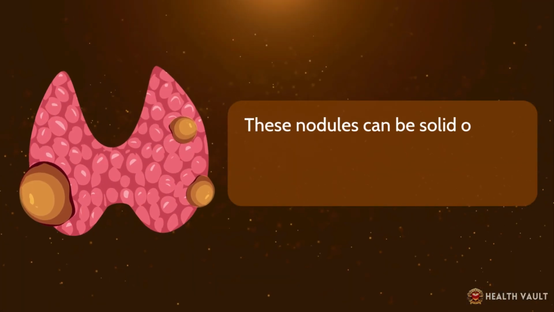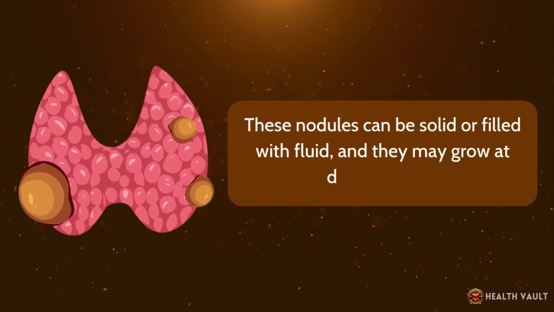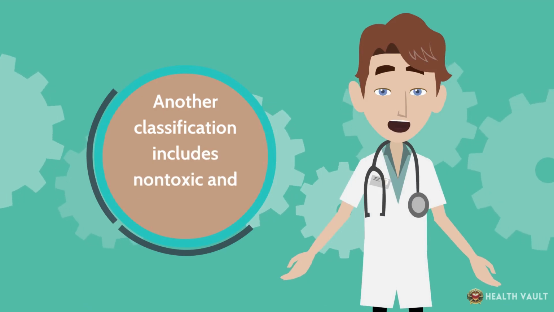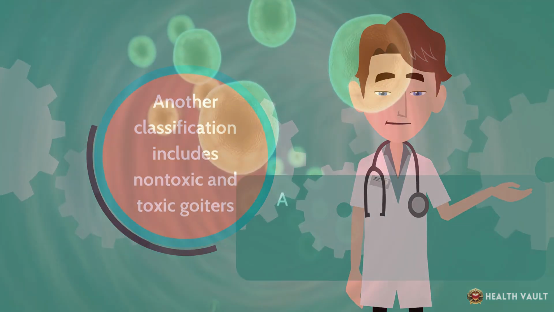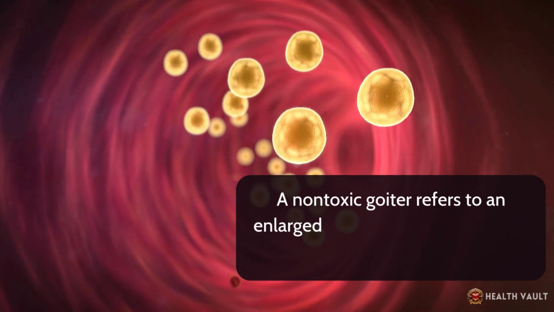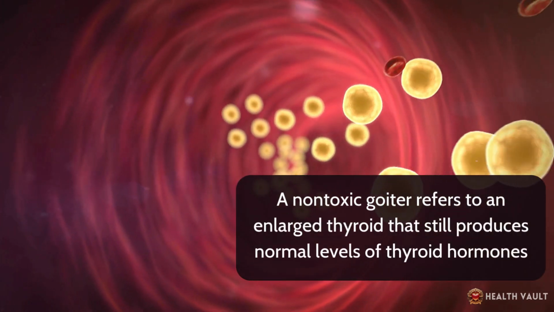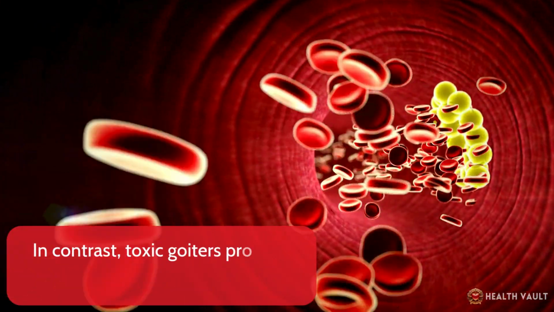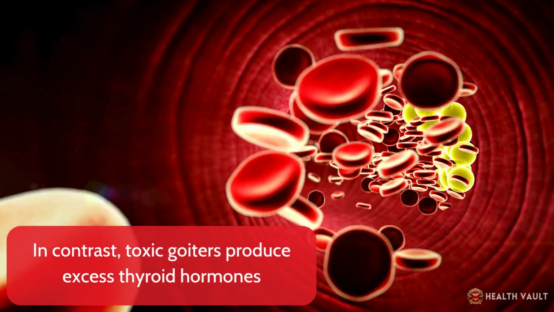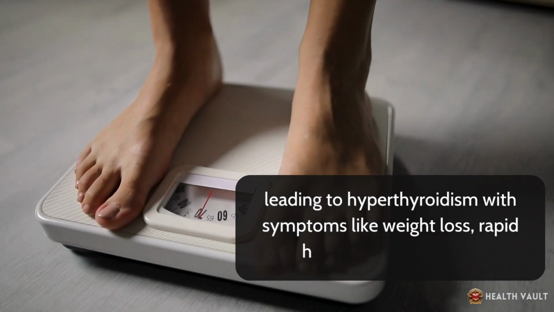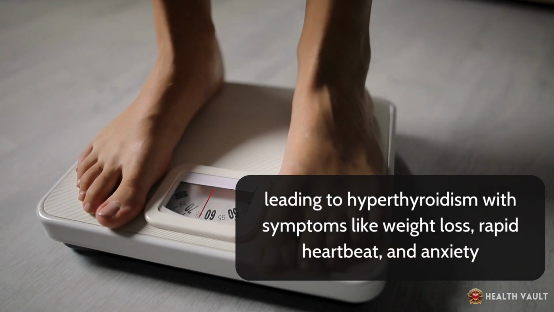These nodules can be solid or filled with fluid, and they may grow at different rates. Another classification includes non-toxic and toxic goiters. A non-toxic goiter refers to an enlarged thyroid that still produces normal levels of thyroid hormones. In contrast, toxic goiters produce excess thyroid hormones, leading to hyperthyroidism with symptoms like weight loss, rapid heartbeat, and anxiety.